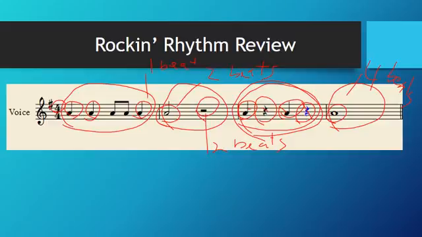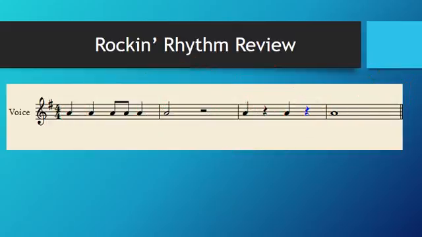There we go. And let's clap this whole measure now. I'm going to clear this up. We're going to clap it. Here we go. 1, 2, ready, go. 1, 2, 3, and 4. 1, 2, rest, rest. 1, 2, 3, 4. 1, 2, 3, 4.